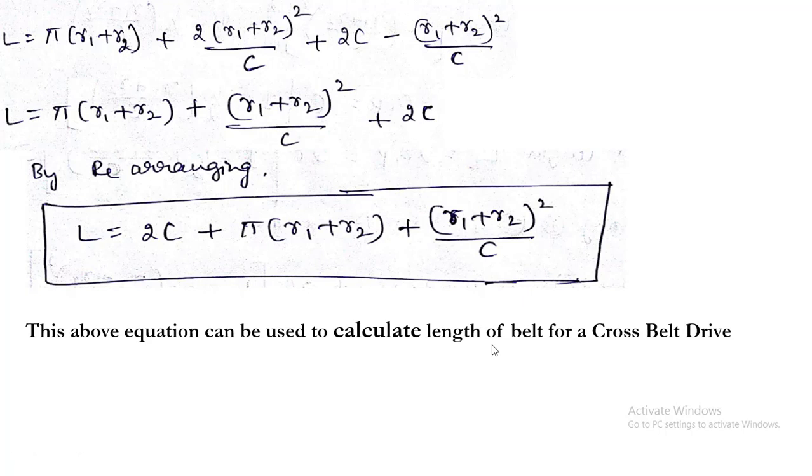As I said already, this procedure is almost the same as the procedure we use to derive an expression for open belt drive. So this is for cross belt drive, and you can remember the expression for open belt drive. What was the expression for open belt drive? It is almost the same. So 2C was there, plus pi into (R1 plus R2) was there, that is also correct, and here it was (R1 minus R2) whole square divided by C. But in case of cross belt drive, it will become (R1 plus R2). Other than this, all the expressions and the procedure are the same.